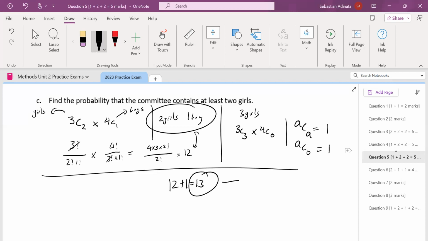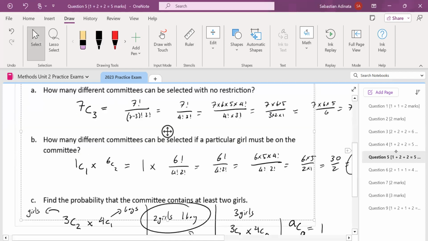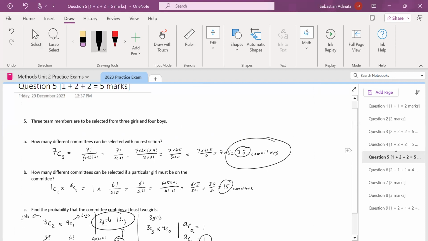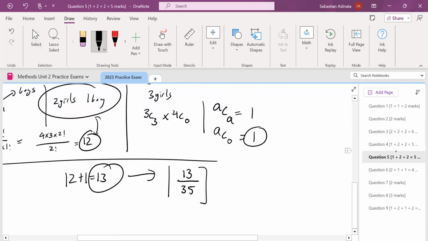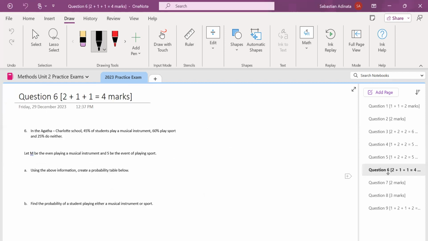So there's 13 possible committees that contain at least 2 girls, because this will be 2 girls, 1 boy, and this is 3 girls. Meaning it'd be 13 out of 35. And where did we get 35 from? We got it from the first part of the question. Otherwise, you'd have to do 7 choose 3 again to find 35. So probability that there's at least 2 girls is 13 out of 35. Cool.